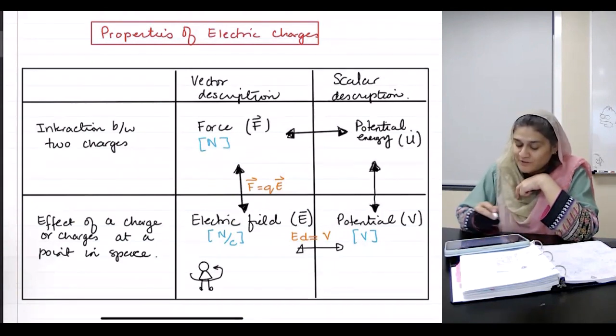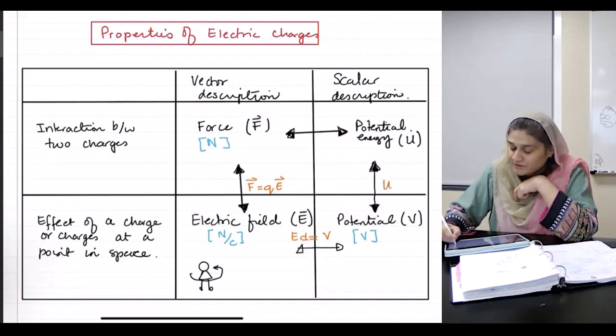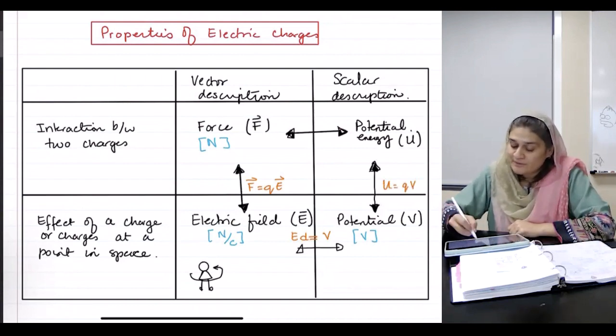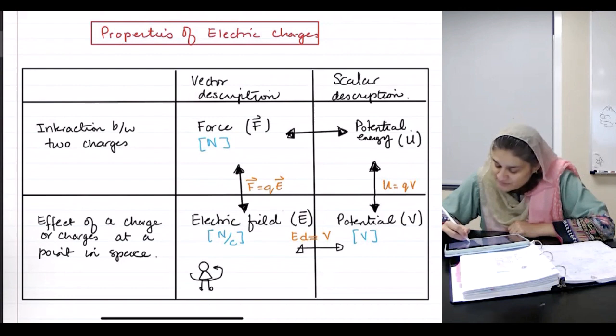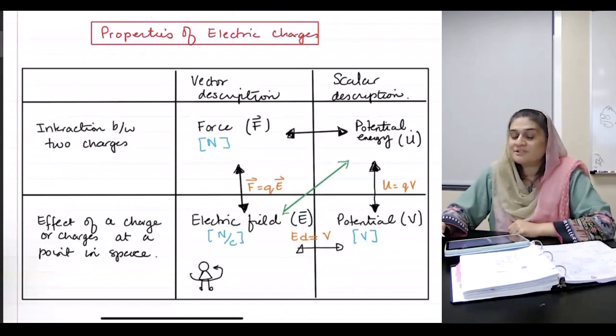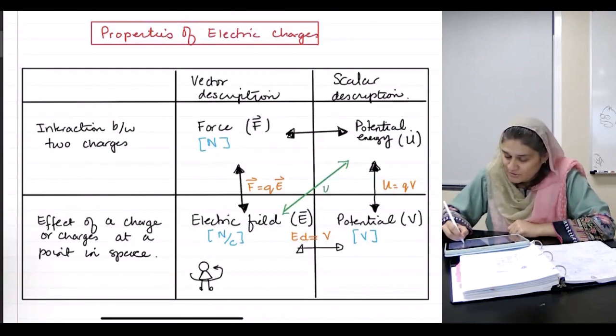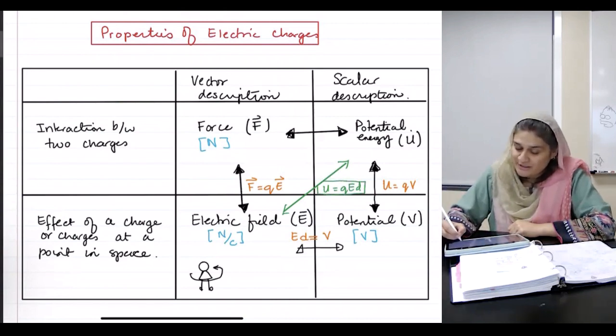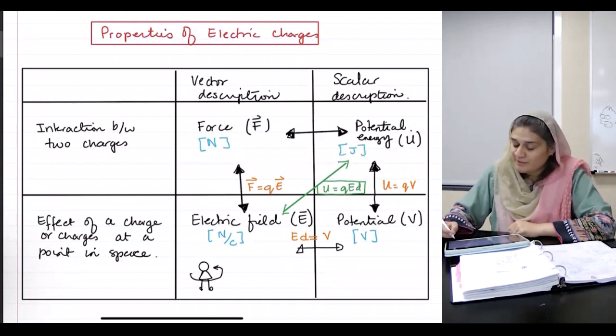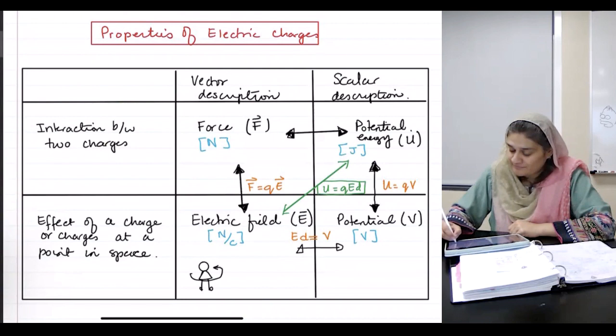U. What should I put here? U equals QV. And then there's only one other arrow that I might be missing, the relationship between these two things. Do we remember what that relationship was? U equals QED. The units of potential energy are joules. Then that means units for potential are joules per coulomb.